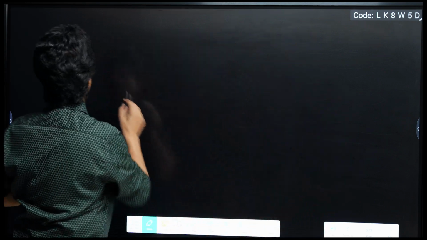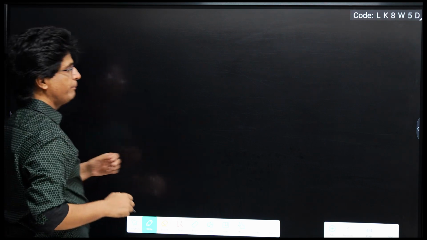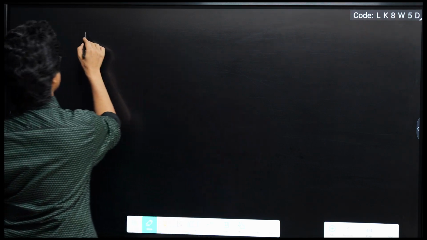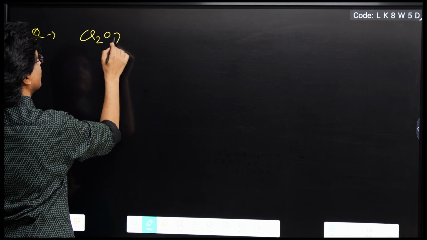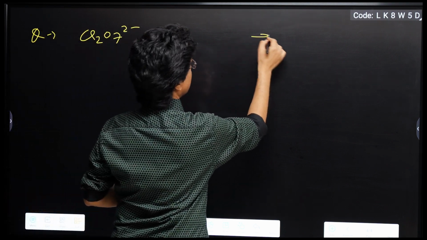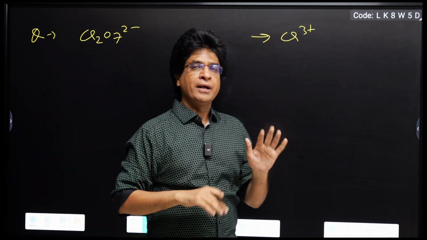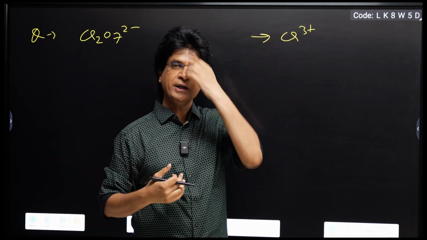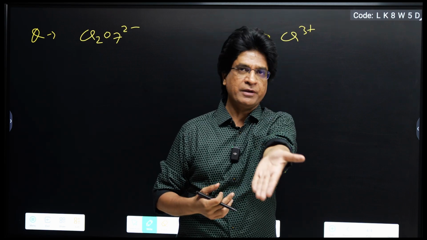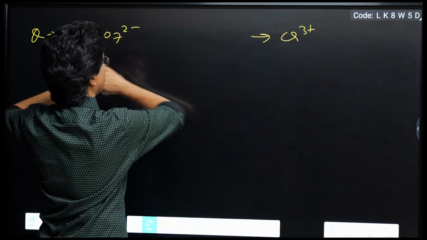Okay, the next question contains a very important oxidizing agent and that is dichromate ion, Cr2O7 2-, and this will be giving you Cr3 plus. This information they will provide you. Now they will ask you to balance this equation. Okay, so again where? In the acidic medium. So we'll follow the same standard procedure.